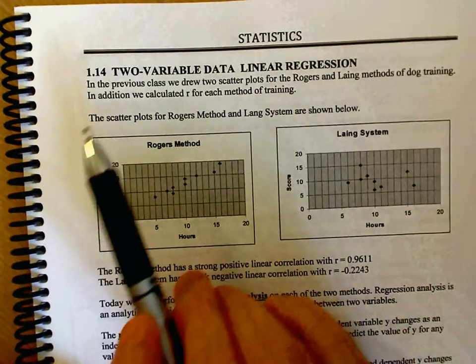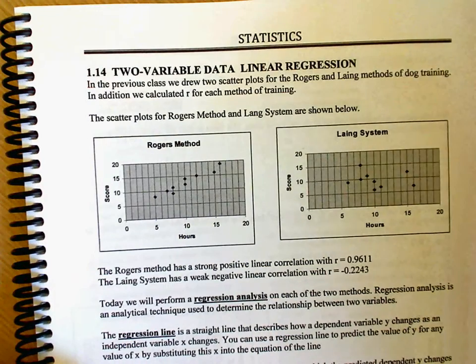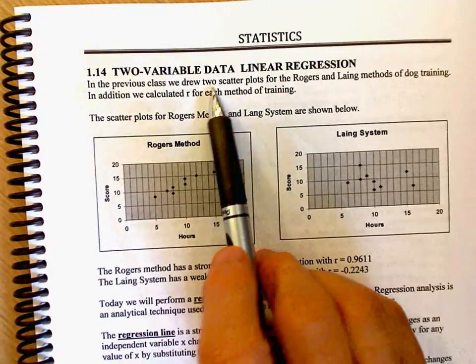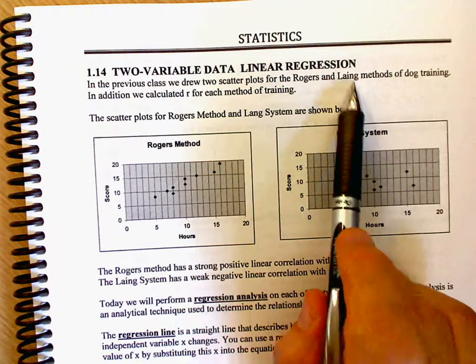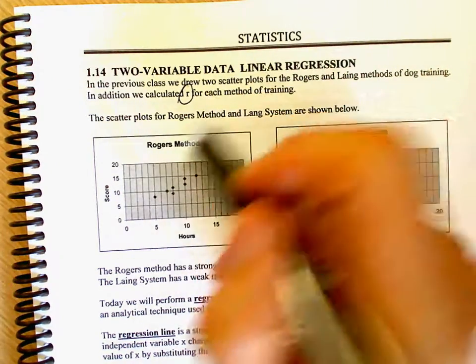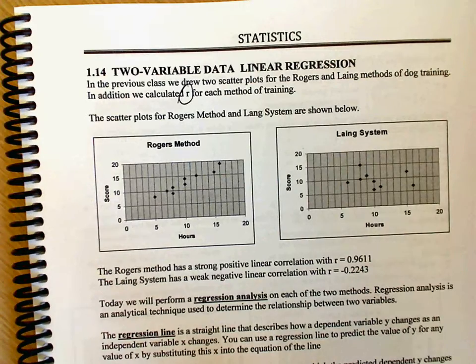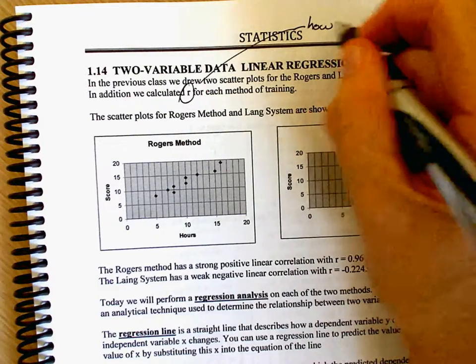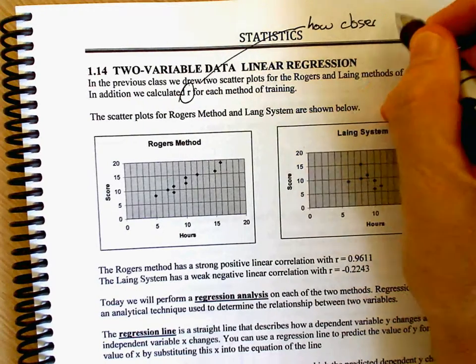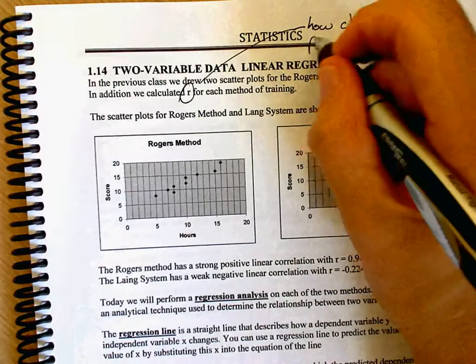Okay. In the previous class, we drew two scatter plots for the Rogers and Lang methods of dog training. In addition, we calculated R. What is R a measurement of? Linear correlation, or how closely points fall on a line.